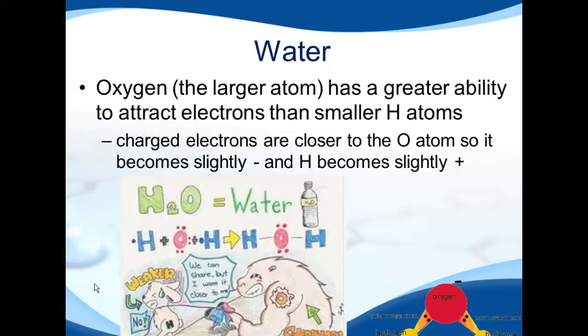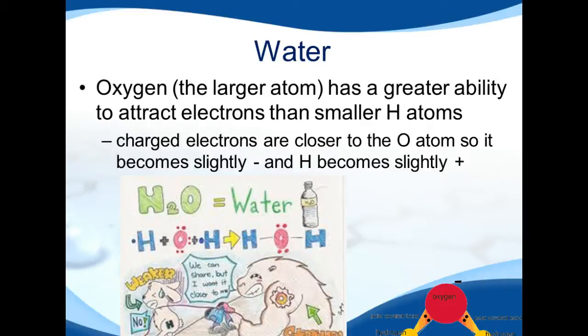Oxygen is the larger atom in water compared to hydrogens, so oxygen has a greater ability to attract electrons than the hydrogen atoms, which are a lot smaller. So the charged electrons stay a lot closer to the oxygen atom, so the oxygen becomes slightly negative at that end of the molecule, and the hydrogen becomes slightly positive at that end of the molecule.